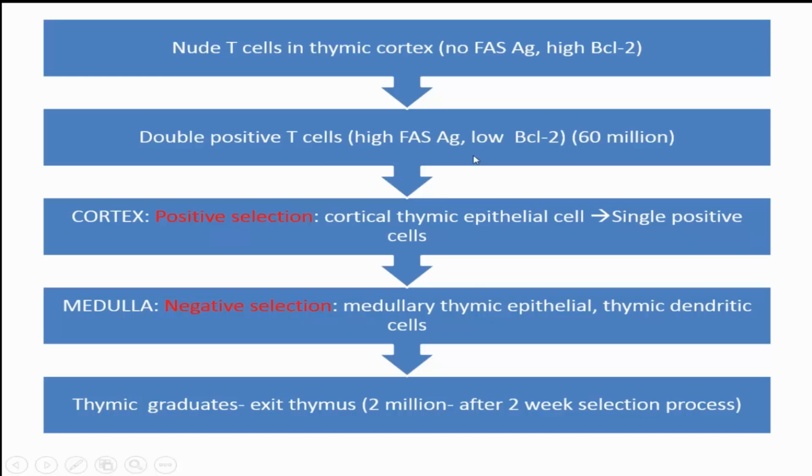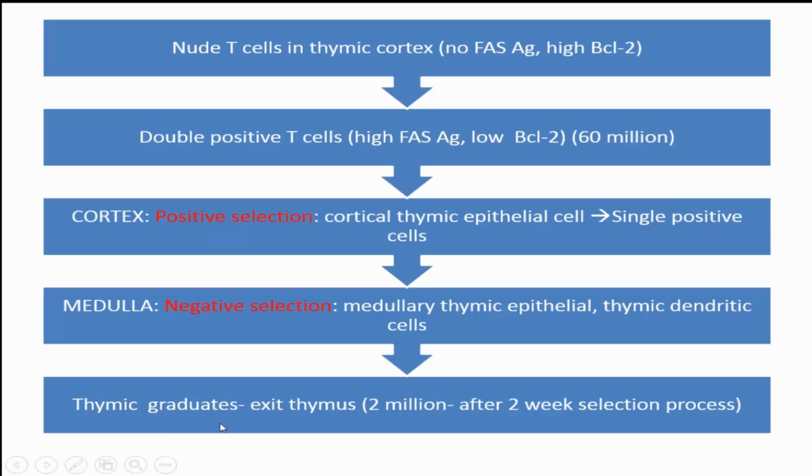They are very prone to death. And once these double positive T cells go through the cortex and medulla, only the ones that pass some of these tests survive. They are tested, as we call it, and once they pass and graduate, they are called thymic graduates or immigrants, and then they exit the thymus.